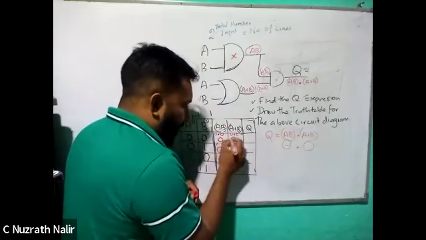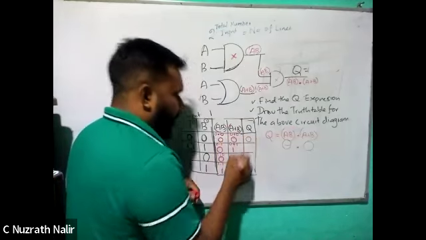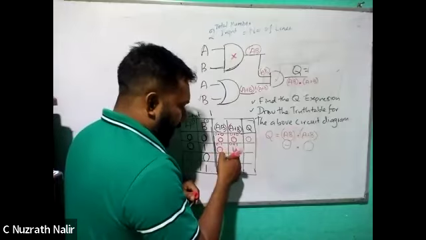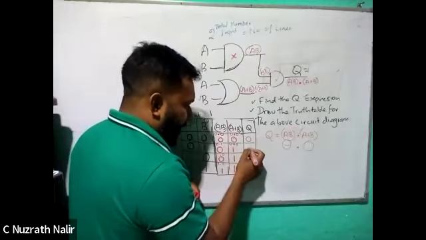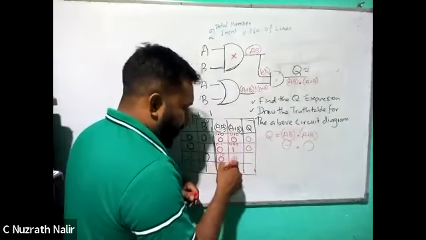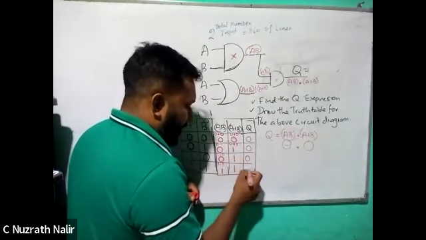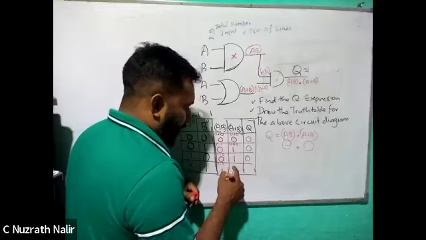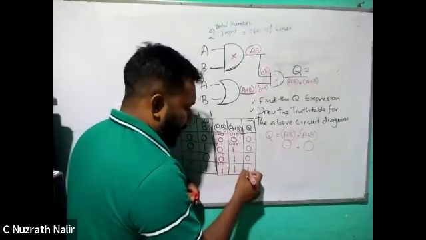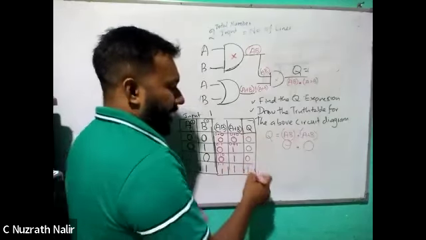0 multiply with 0, 0. 0 multiply with 1, 0 times 1 is equal to 0. 0 times 1 is equal to 0. Sorry, 1 times 1 is equal to 1. So then this is the final result.